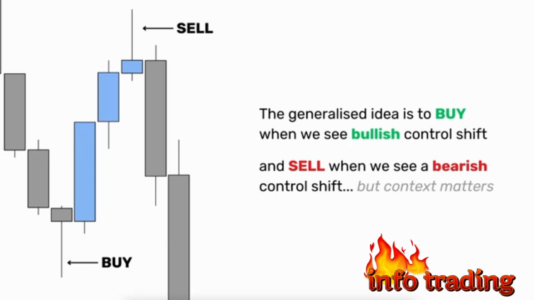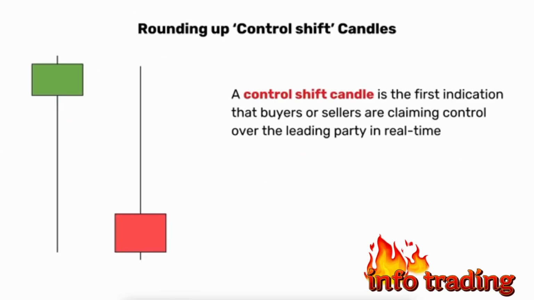shift and sell when we see a bearish control shift. Context matters and it will be covered very soon. So to round these up for now, a control shift candle is the first indication that buyers or sellers are claiming control over the leading party in real time. So a bearish control shift candle is where we see sellers taking the market from buyers. And a bullish control shift candle is where we see the buyers taking control of the market from the sellers.